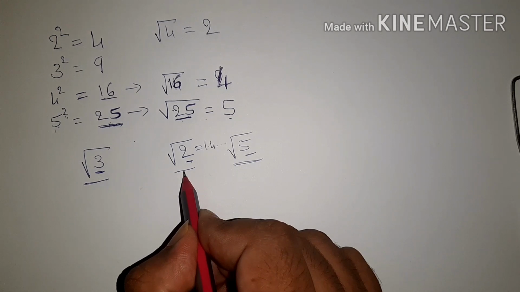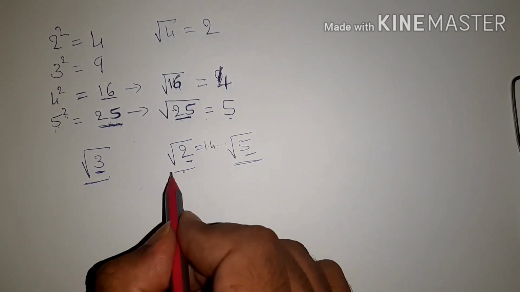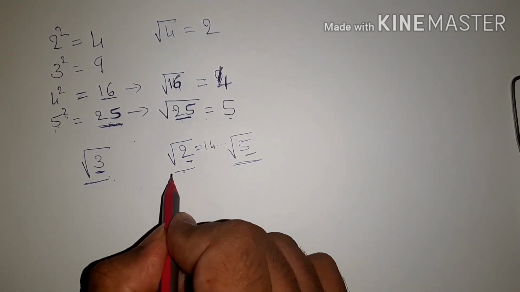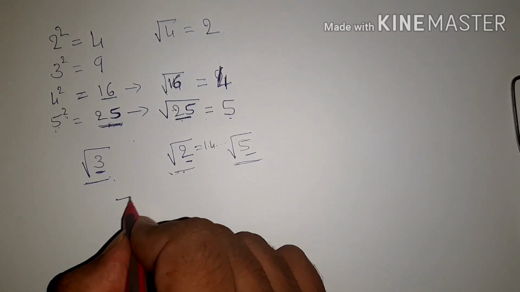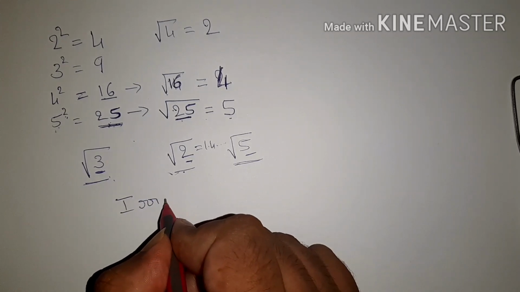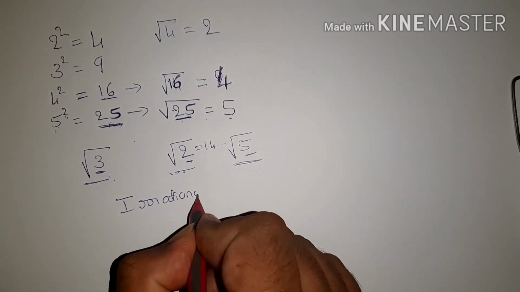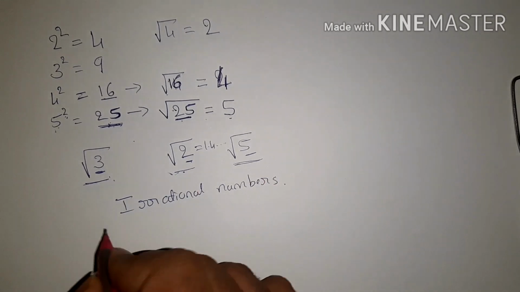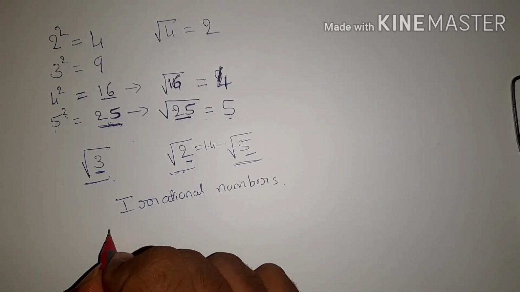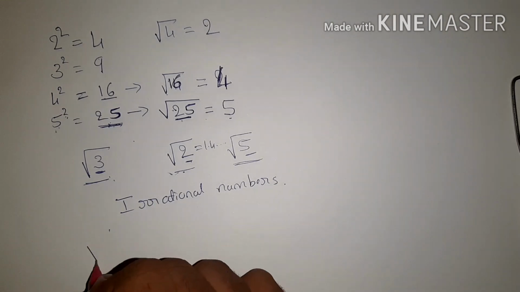Can we add them? Can we subtract them? Directly it's not possible because they are called irrational numbers. For example, square root of 2 will have an irrational value.